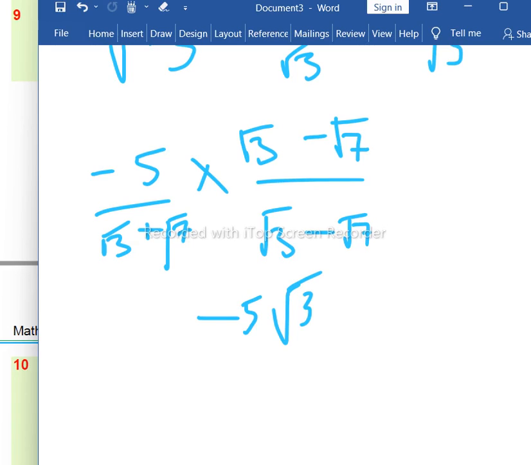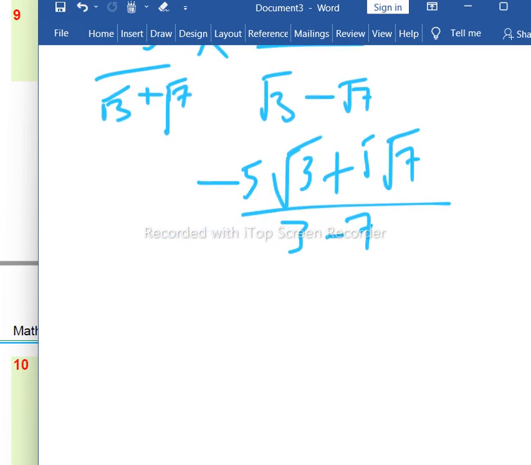Again negative 5 times negative square root of 3, which is negative times negative, positive. So 5 square root of 7. Again over 3 times 3 is 9, and the square root of 9 is 3. So 3 minus 7 times 7, 49, and the square root of 49 is 7.